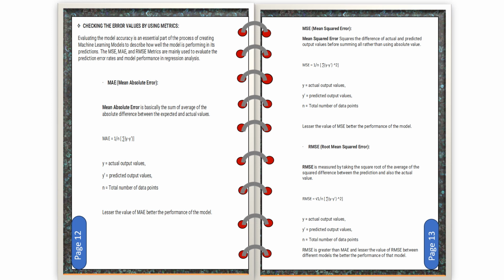First one, mean absolute error, is basically the average of the absolute differences between the expected and actual value. Next one is mean squared error. It squares the difference of actual and predicted output values before summing, rather than using absolute value. Next one is root mean squared error. Root mean squared error is measured by taking the square root of the average of the squared difference between the prediction and the actual value.